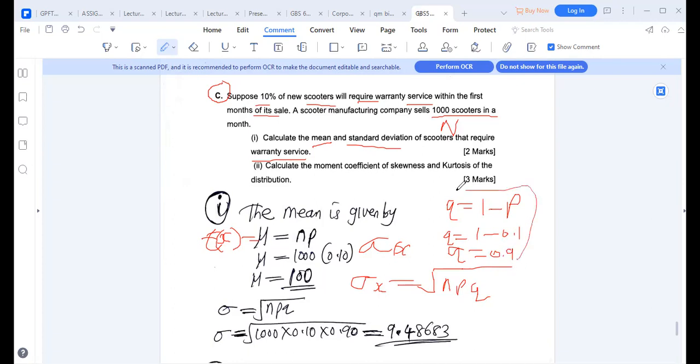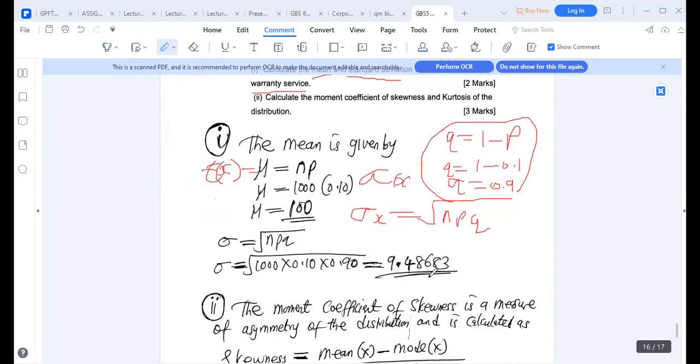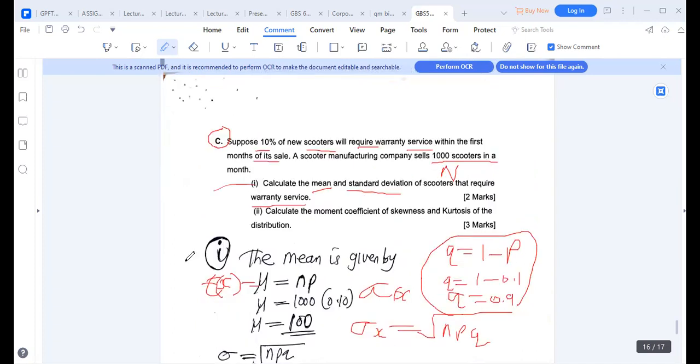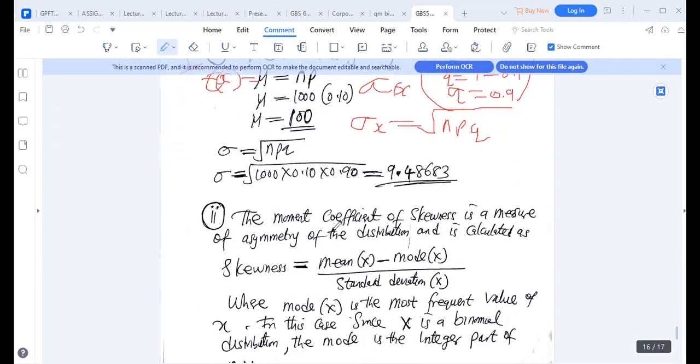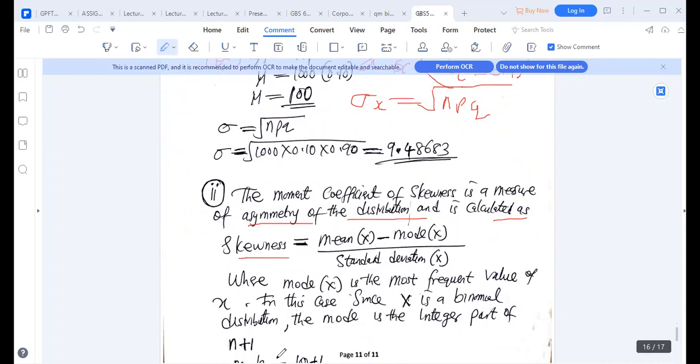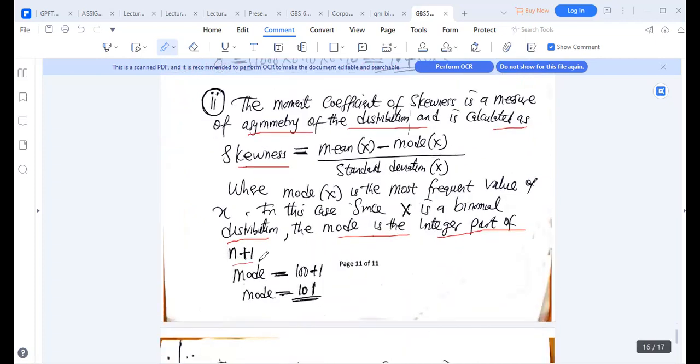So after finding this, we can find the standard deviation that answers the first part of the question. Next, calculate the moment coefficient of skewness and kurtosis of the distribution. The skewness is the measure of asymmetry of a distribution, calculated by the mean minus mode over the standard deviation. The mode is the most frequent value; in this case, X is a binomial distribution. The mode is the integer part of (n plus 1) p. So we are simply saying the mode is 101.